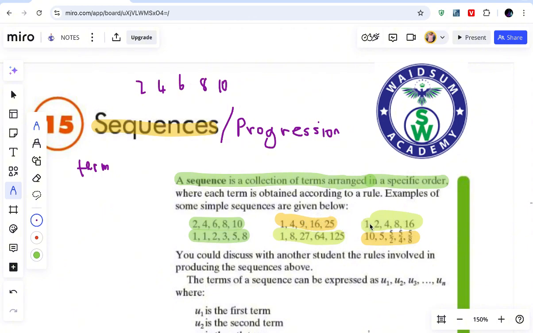Now, this sequence is a geometric sequence. This one is not addition, it's multiplication by 2. The first term of the sequence is 1. 2 times 1, you get 2. 2 times 2, you get 4. 4 times 2, you get 8. 8 times 2, you get 16. 16 times 2, the next one should be 32. 32 times 2, 64. So this one is a geometric or exponential sequence. It's not an arithmetic sequence.